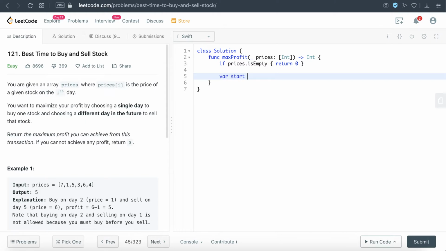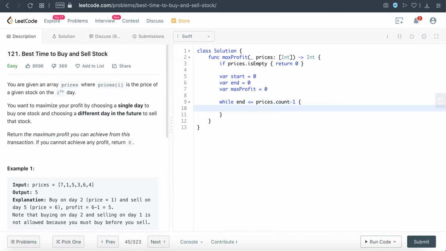So let's start with var start. Like I said, we're going to try and use two pointers here to help us out. So there's a starting pointer and an ending pointer. And then I'll just use a variable here for max profit for us to calculate. So it's 0 because we haven't bought and sold anything yet. So here we will iterate n all the way to the end of the array, like this.